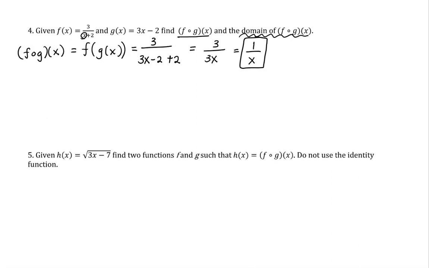Now lastly, let's talk about the domain for this function. Now looking at this function here, has a denominator of x, so we definitely want to make sure that x does not equal 0, because if x is equal to 0, then we would have a domain issue. And so the domain of this function is all of real numbers except for 0.